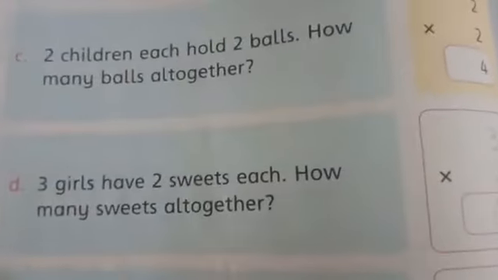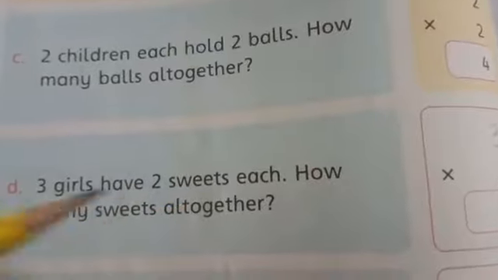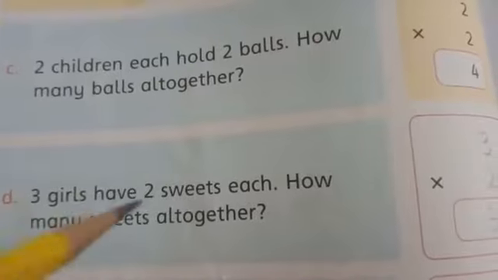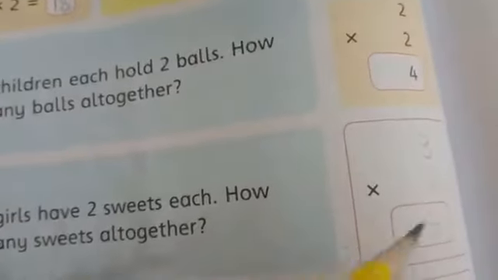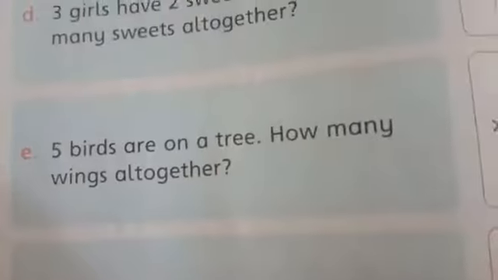Okay. 3 girls have 2 sweets. How many girls? 3 girls each have 2 sweets. How many sweets altogether? 3 twos are 6. Question number E is 5 birds on a tree. How many wings altogether? Each bird has 2 wings. 5 twos are 10. Okay.